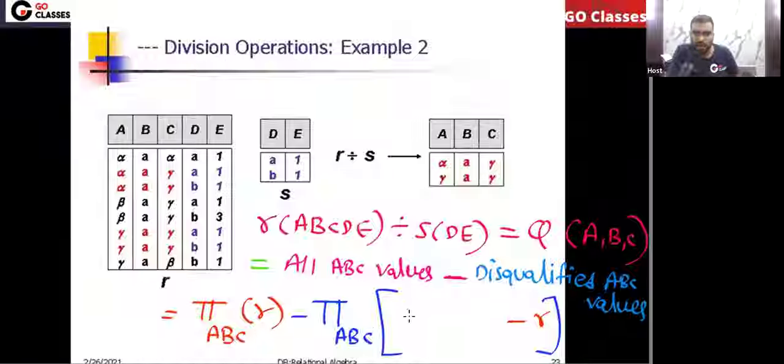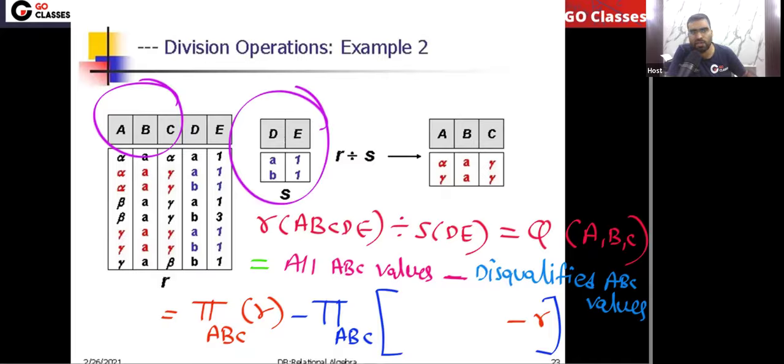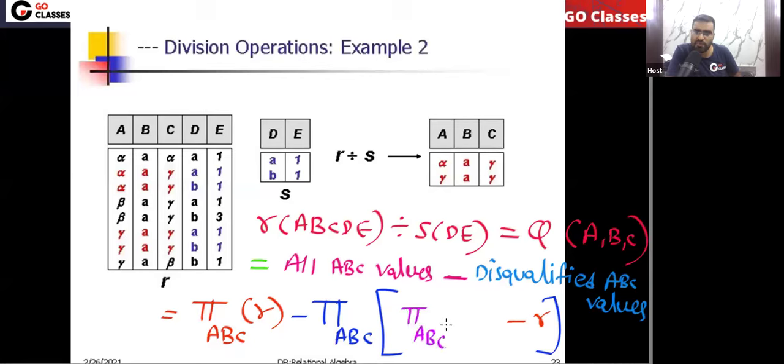Ideal minus actual. Ideal means what? Ideally, these ABC values should pair with every value of S. So we should do the cross product of these two. This is ideal: ABC of R cross product with S. Ideal minus actual, then you project. These are the disqualified ABC values. From all ABC values, you remove disqualified ABC values. This is your answer. Is this clear?